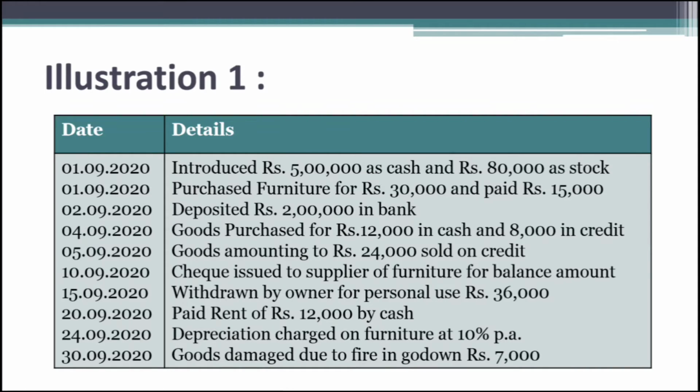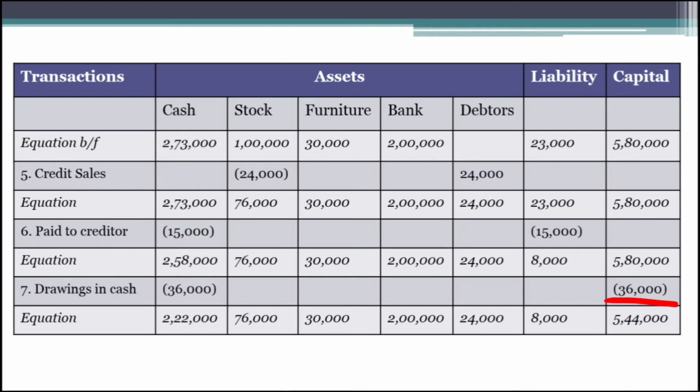Next, withdrawn by owner for personal use, rupees 36,000. We know that it is known as drawings, and in journal also we used to settle drawings with the capital account. So we decrease the capital account by 36,000 and cash by 36,000. And again, equation is balanced.